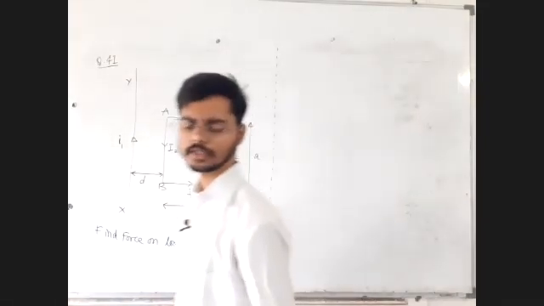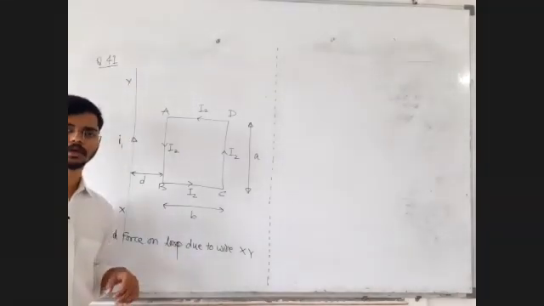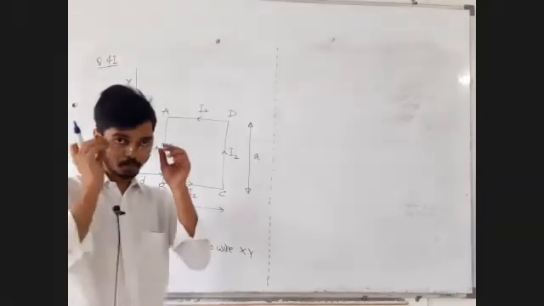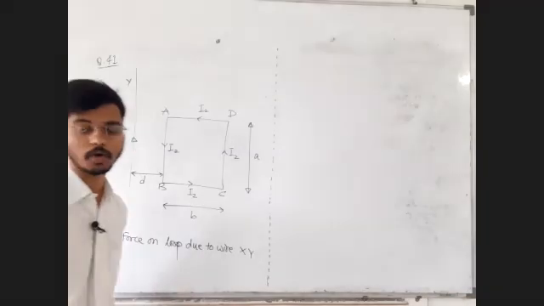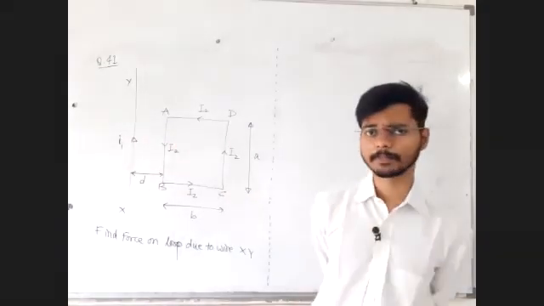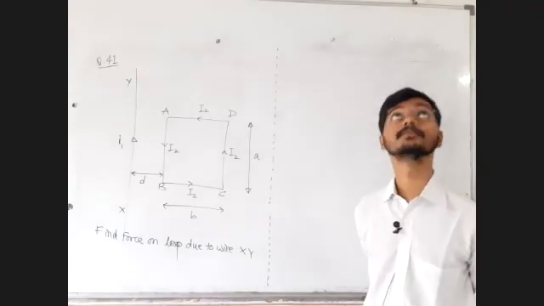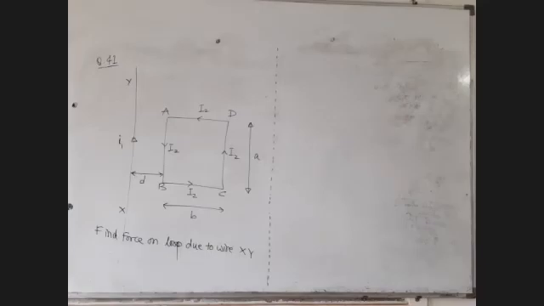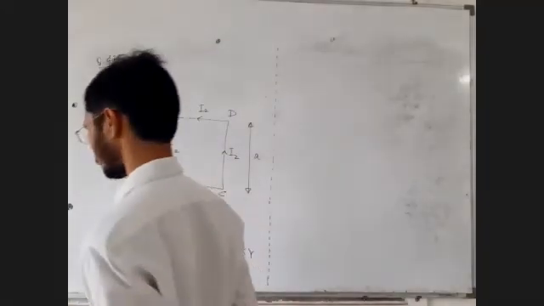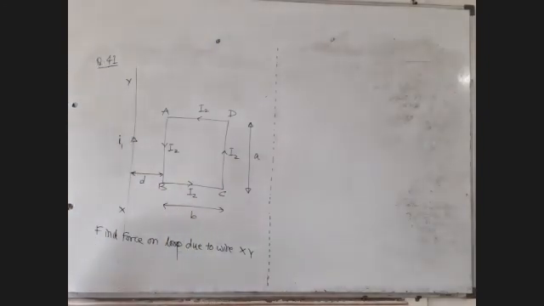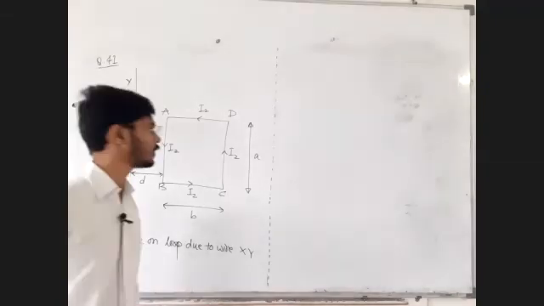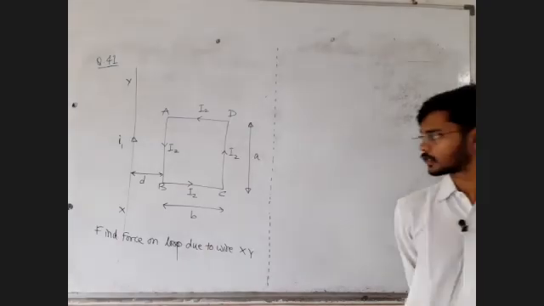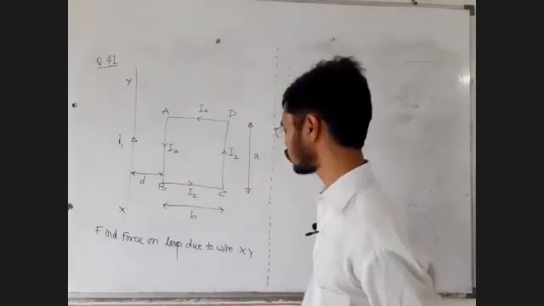A current carrying conductor placed in a magnetic field experiences force. A current carrying loop placed in the magnetic field experiences a net force of what? We did it yesterday. A current carrying loop of any shape placed in the magnetic field experiences a force of 0. So sir, why are they asking the force on the loop here?